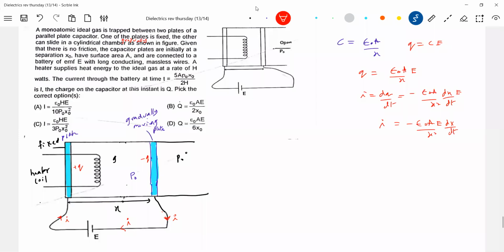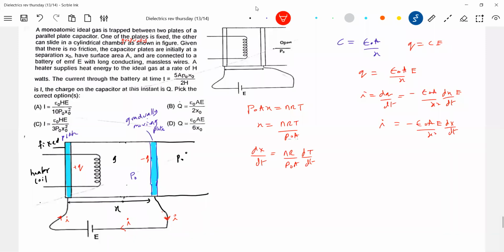Let's keep this. This is the expression for current. Now let's come to the pressure of the gas, to remain the same. So using the ideal gas equation, P naught A x should be equal to nRT. Therefore x equals nRT by P naught A. I'll differentiate this: dx by dt equals nR P naught dT by dt by capital T.